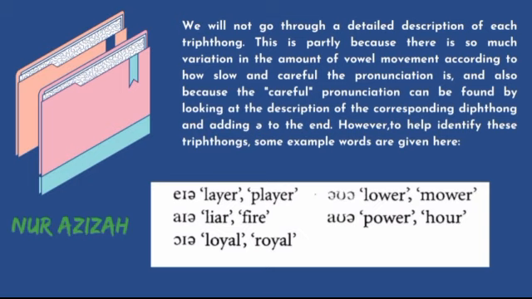However, to help identify these triphthongs, some example words are given here. EIə like layer, player. AIə like liar and fire. OIə like lawyer, royal. OUə like lower, mower. AUə like power and hour.